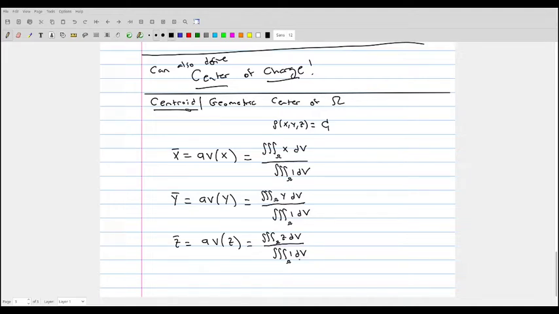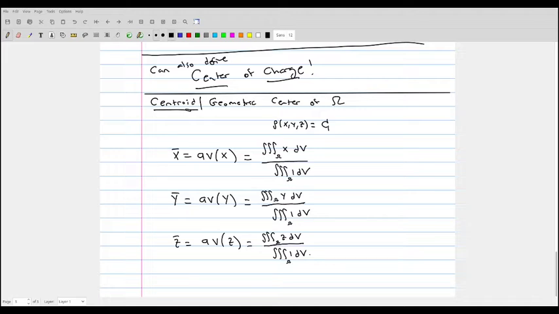So the idea is that to calculate the centroid, you have to calculate the volume of a given region using the triple integral, and then you have to calculate the integral of each one of the coordinates, and then you plug them into their respective formulas. But these are the correct formulas that will give the geometric center of any region that you're considering, kind of like a geometric average.